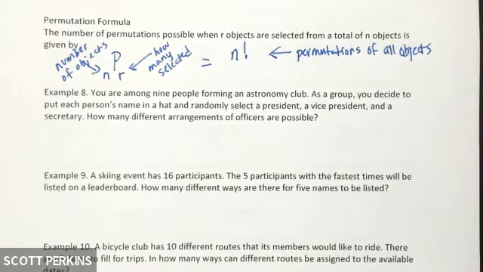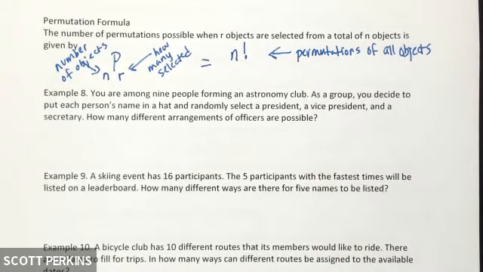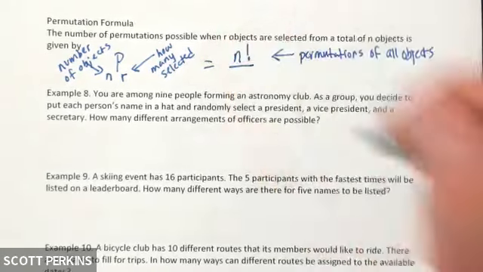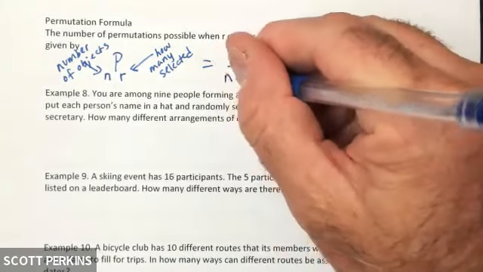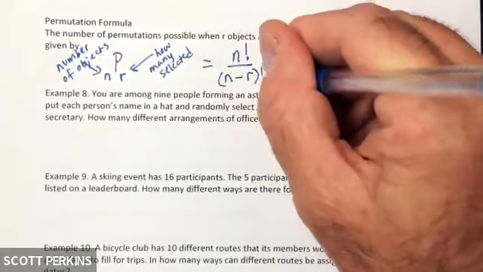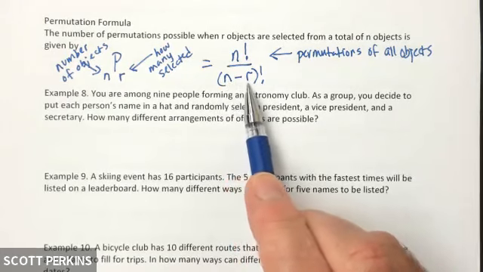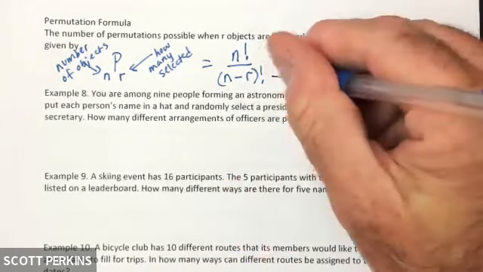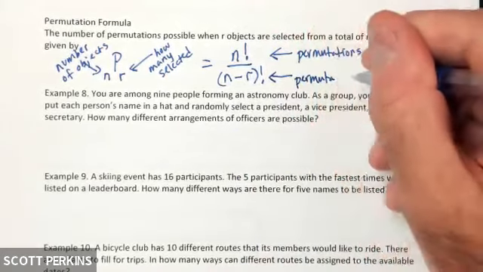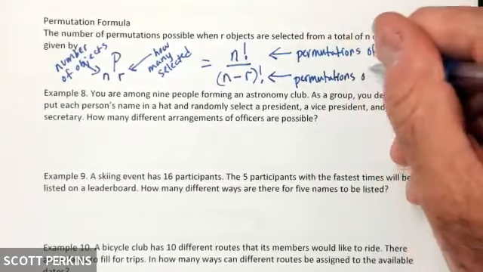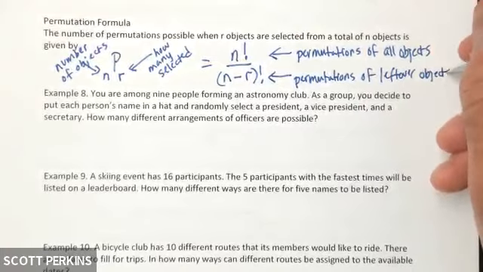But now, if I'm not using all the objects, here's what I'm going to do. I need to get rid of the objects I'm not using. So we're going to divide by this. I'm going to take n minus r factorial. So that is the total number of objects minus how many I'm using. That's the leftover objects. What this is, this is the permutations of the leftover objects, the ones I'm not using.